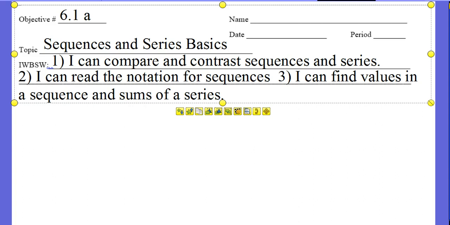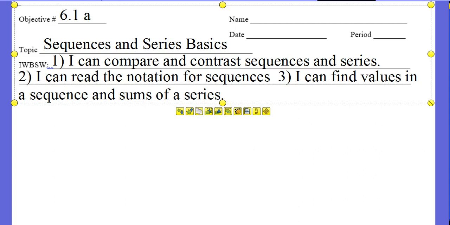So you will be successful when, number one, you can compare and contrast a sequence and a series. You know what's the same about them, you know what's different, and you can explain it to me. And also, really important, that you don't mix them up and define a series as a sequence and a sequence as a series. Don't mix them up. Make sure you know the difference.